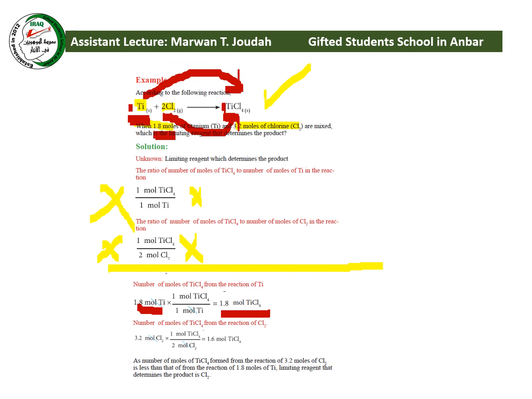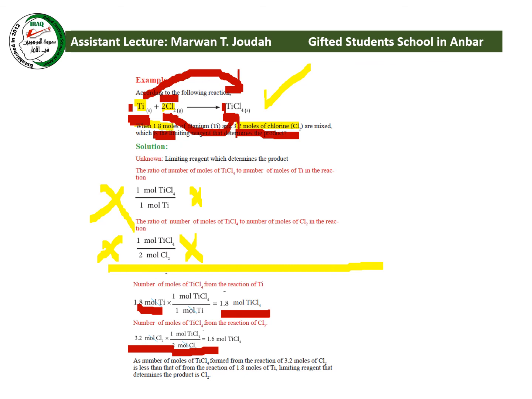The second one we'll be doing is the same thing as we did with the titanium, except that we will do a comparison between chlorine and TiCl4. The chlorine is the reactant, and TiCl4 is the product. So 3.2 from the question, 3.2 moles of chlorine, times the number of moles of TiCl4, which is 1, and for the chlorine we have 2, so 1 over 2 gives us 1.6 moles of TiCl4.